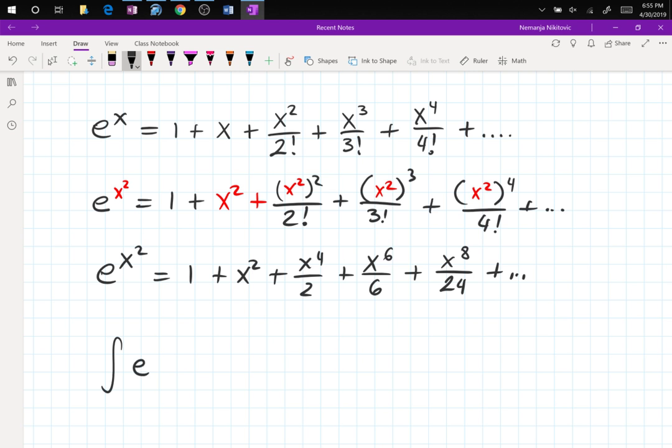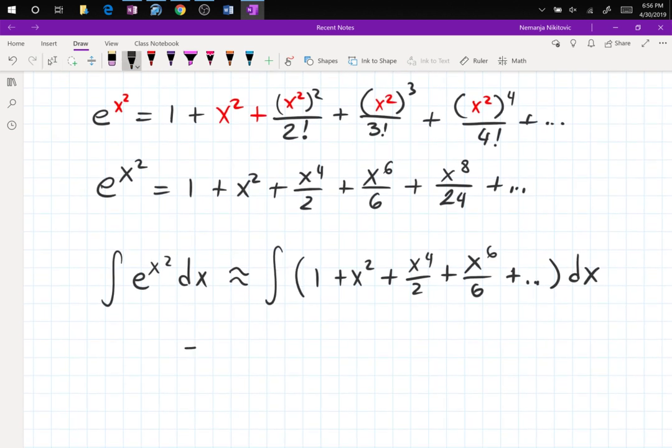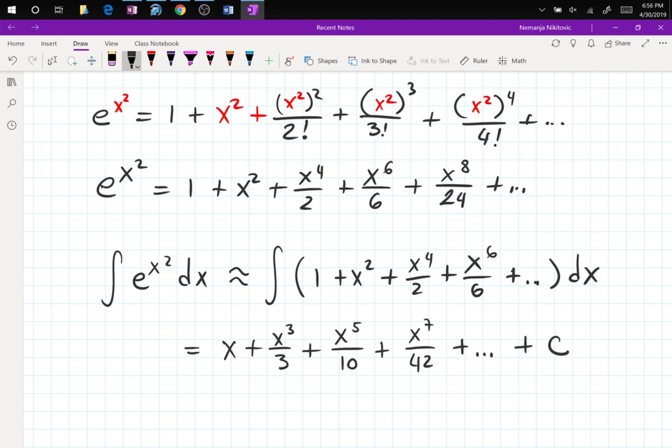Guys, the integral of e to the x squared dx is approximately the same as the integral of 1 plus x squared plus x to the 4 over 2 plus x to the 6 over 6 plus dot dot dot dx. That's the answer? No, now you have to integrate. That's a joke of an integral. So the integral of 1 is x, plus x cubed over 3 plus x to the 5 over 10 plus x to the 7 over 42 plus dot dot dot plus C, or minus 1, whatever you want. Okay?